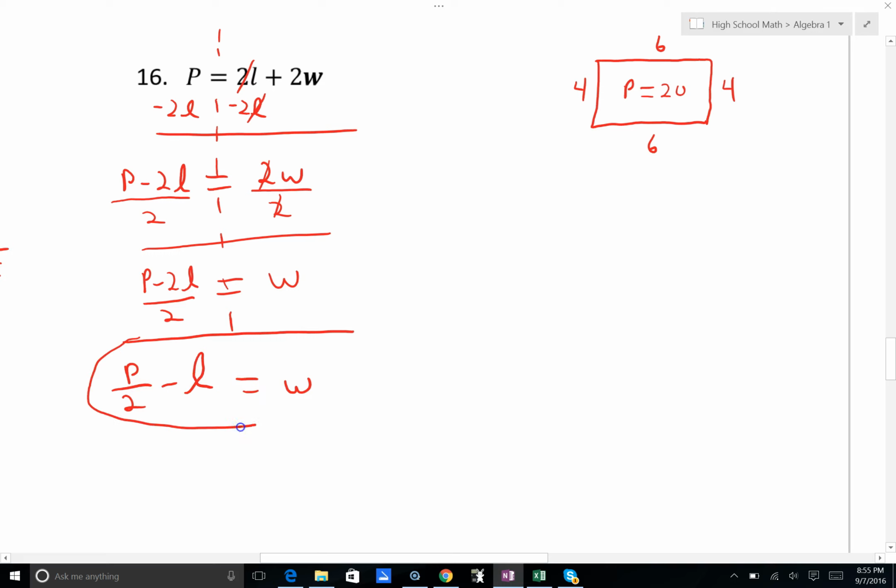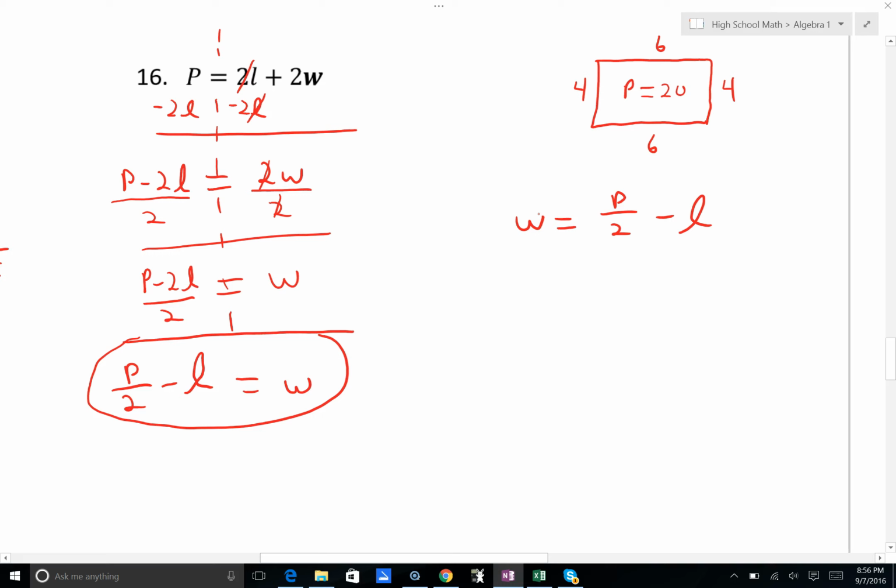Let's use this formula we've created and see if it works for our particular rectangle. I'm rewriting this. W is equal to P divided by 2 minus L. So I've just recopied this statement, switching the sides. I can do that. That's the symmetric property. We can easily switch the sides that the expressions are on. Here, this statement's on the left. Here, it's on the right. Here, this one's on the right. Here, it's on the left.